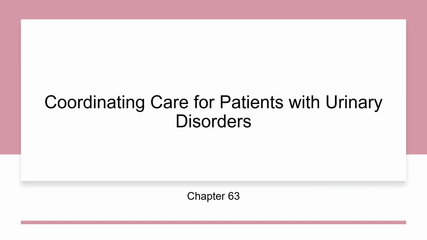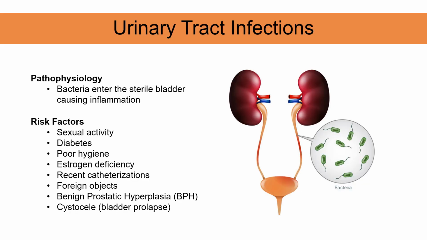So next we're going to talk about urinary disorders. This is chapter 63. First off are urinary tract infections. I think all of you are pretty familiar with this one. So pathophys, bacteria or something else goes into the urethra. And remember, our bladder is sterile, so we shouldn't have anything going in there. That bacteria is going to cause inflammation and potentially infection.